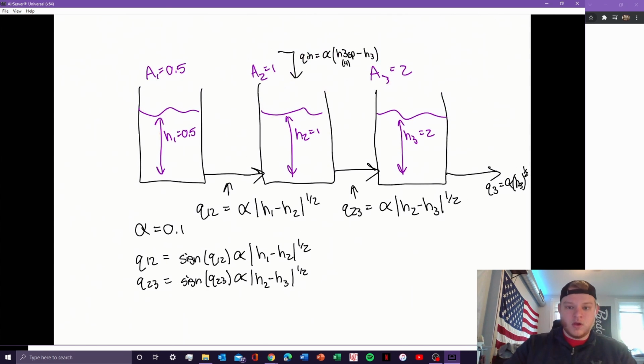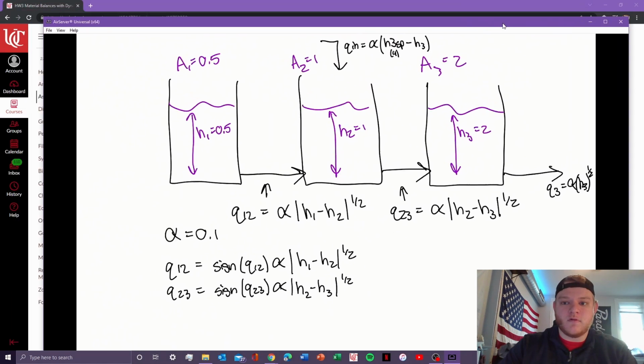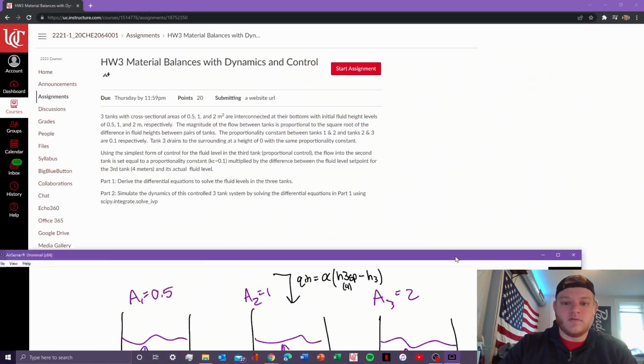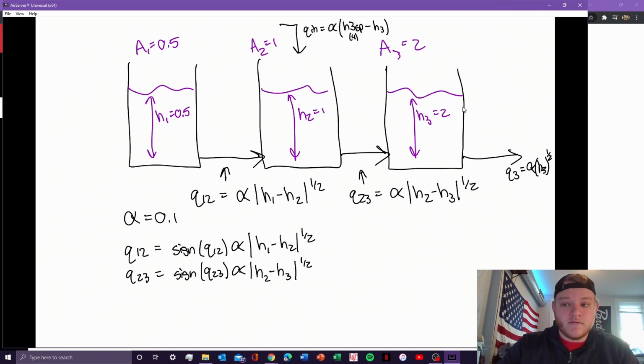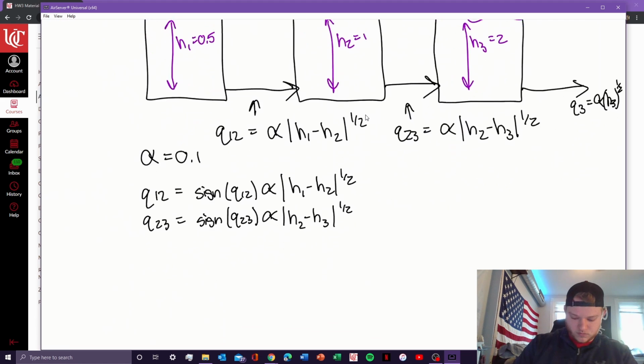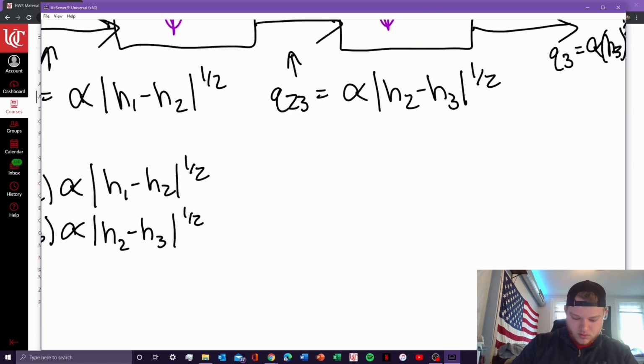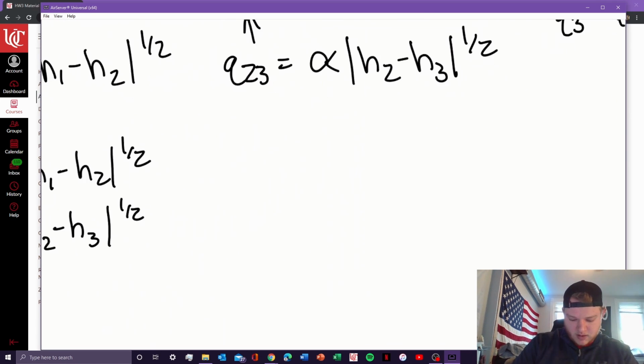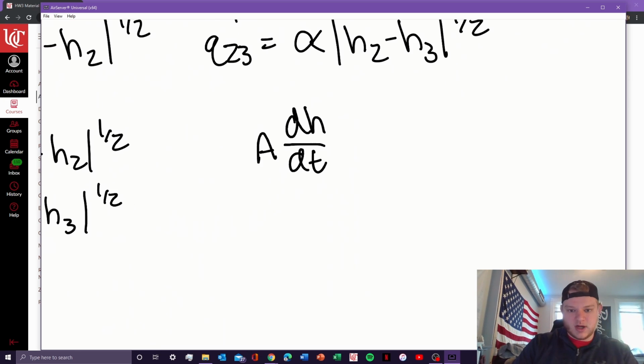Now, the prompt that we are following here wants us to derive the fluid levels in each tank. However, we're not going to do that exactly. We are going to relate the cross-sectional area to the change in height over time to solve for volume, and using those values we can find the height of the tank at any given time. So like I just said, cross-sectional area times dH over dt, the change in height over time, is equal to the volume flow.